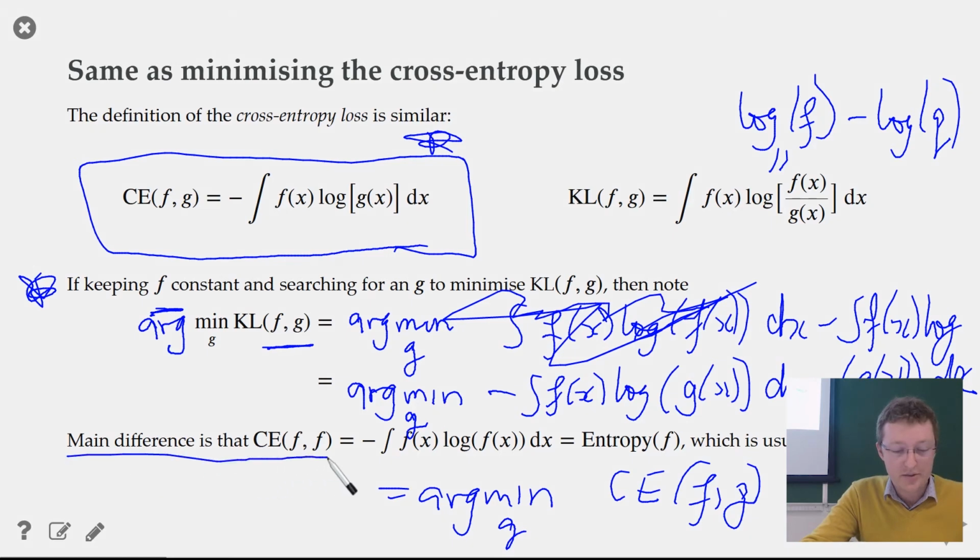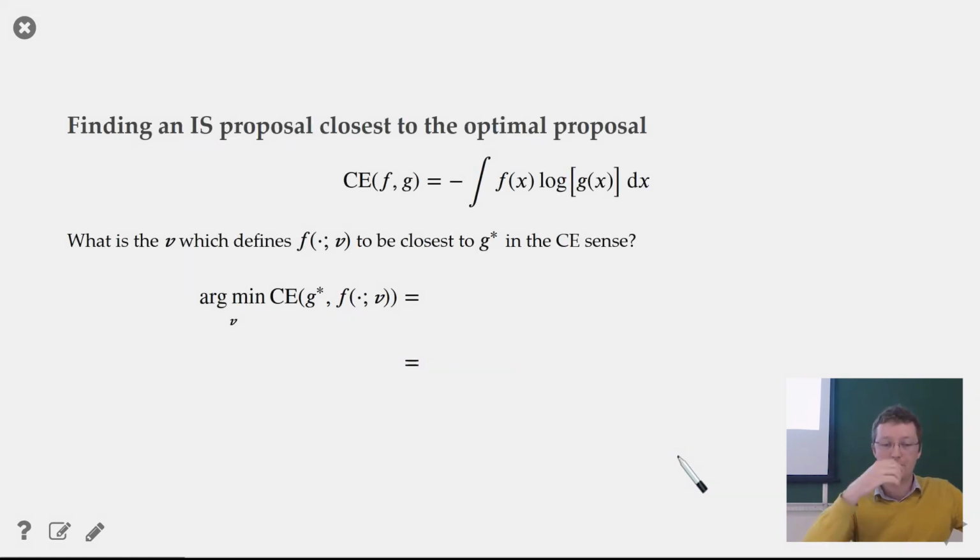Oh yeah, so I just pointed out here that with KL, if you put in the same thing twice, you get back 0, so it's kind of like an intuitive distance. But with cross-entropy, you put in f and f, you actually get back the entropy of f, which is just a fun fact.